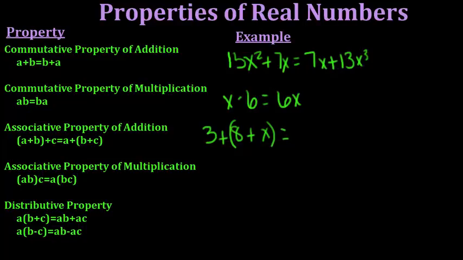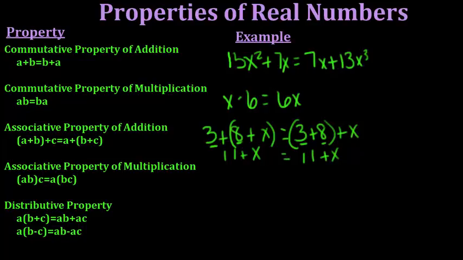That is the same thing if we said 3 plus 8 in parentheses and x. They're both going to equal, so if we add like terms, the 8 and the 3 is 11 plus x, and then again the 3 and the 8, 11 plus x.